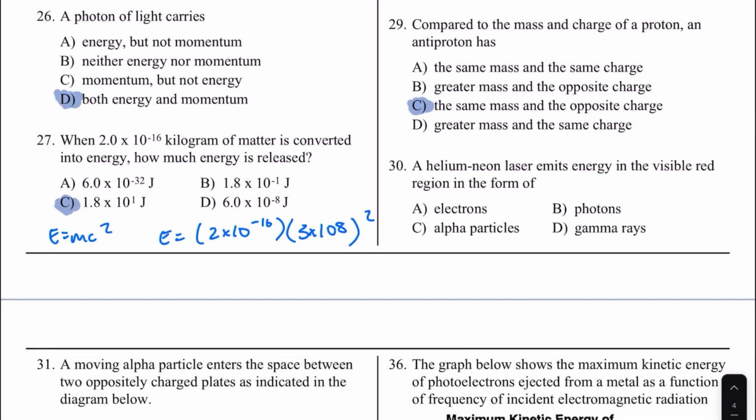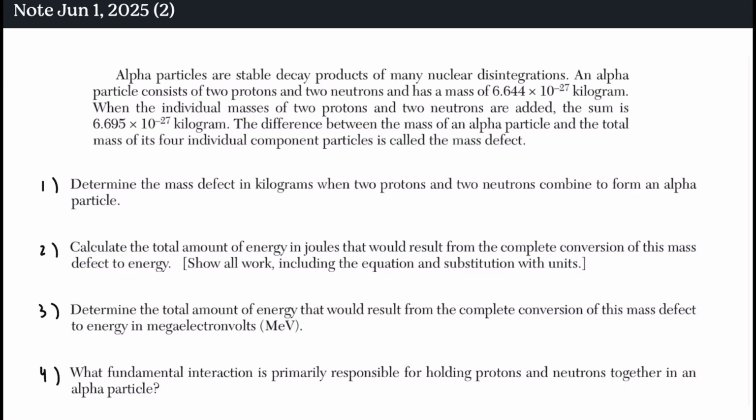30. A helium neon laser emits energy in the visible red region in the form of what? So this question says that the laser is emitting energy in the form of visible red, so that hints us towards the electromagnetic spectrum, and that's kind of like light. And remember that photons are pretty much just packets of light, so our answer is going to be photons. Okay, so now let's move on to some short response.